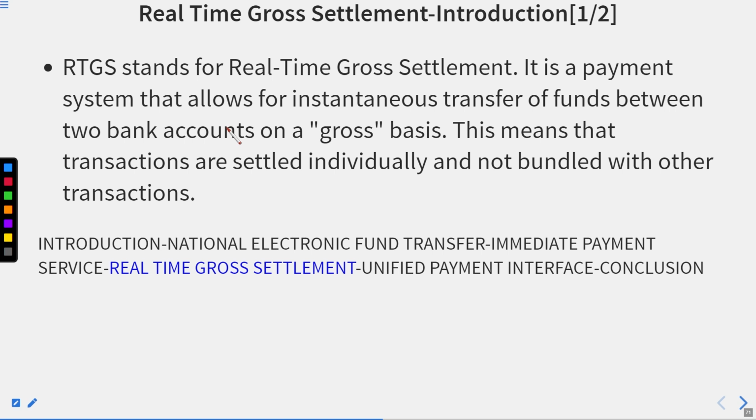Here I'm not going to tell you much more about this. I'm just trying to make you comfortable identifying certain areas. First is the gross basis. It means every transaction which occurs in the RTGS system is on a gross basis. Thereafter, another term: transactions are settled individually and not bundled. So here we are required to identify 2 areas: gross basis, and by virtue of gross basis, the situation that transactions are settled individually and not bundled with other transactions. Got it?